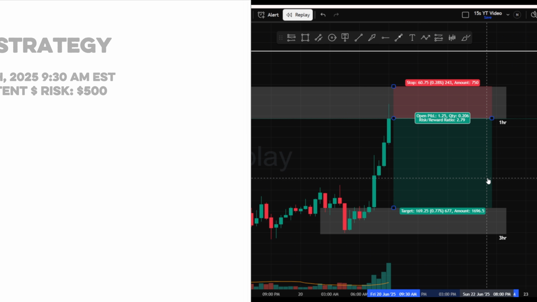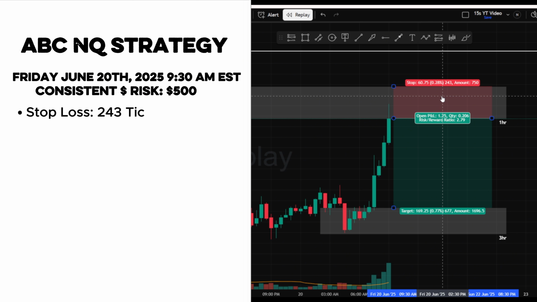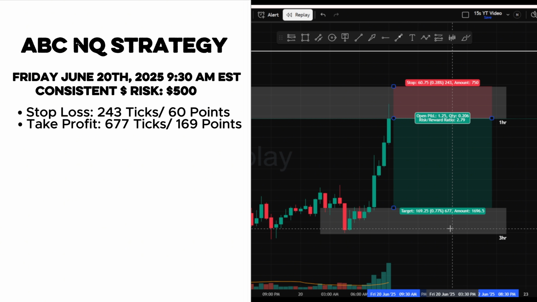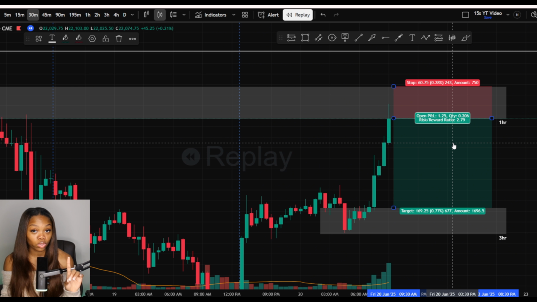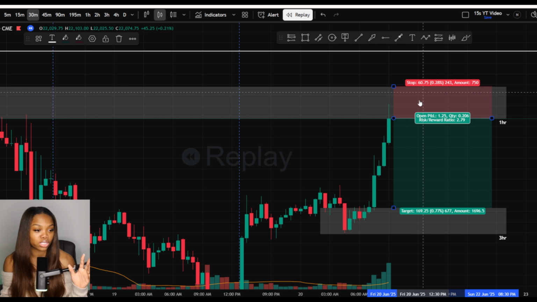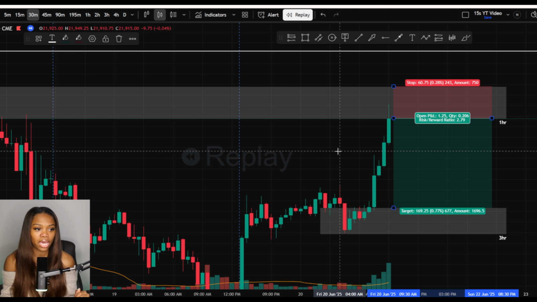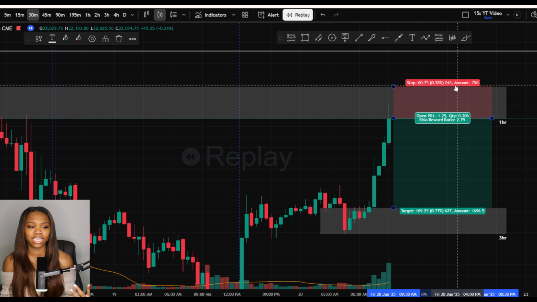All right. So what we see here is we have a 243 tick stop loss, or 60 points or so. Our TP is around 677 ticks, or 169 points, right? And the risk to reward ratio is going to be 2.79. So we are only risking $500 because we have to keep this fair when we're talking about both strategies. To have a $500 risk, honestly, I don't even think you would be able to trade minis with NASDAQ with a 243 tick stop loss and a $500 risk. So you honestly would have to go down to micro.